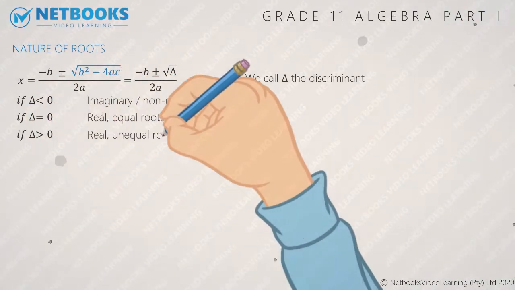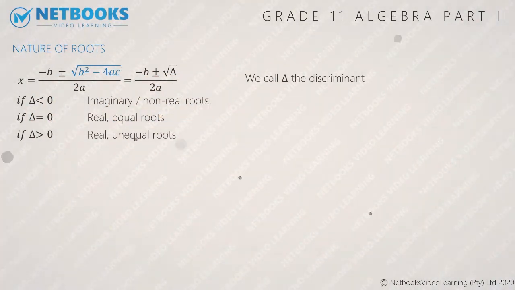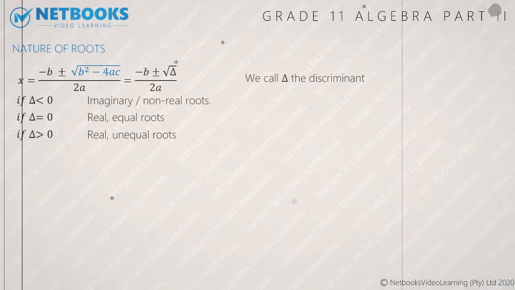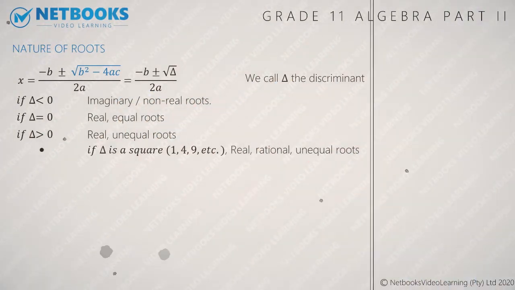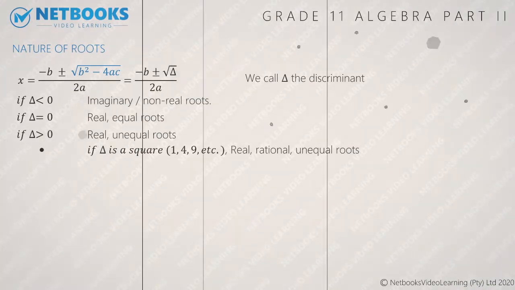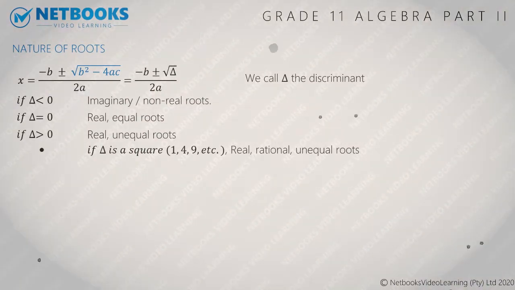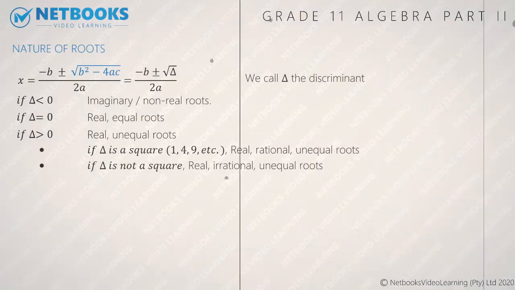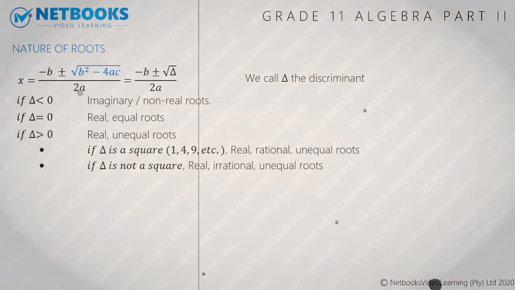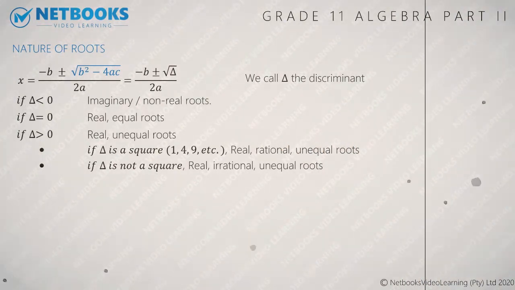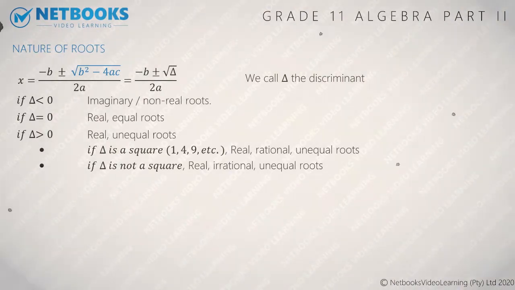If the discriminant is positive, then we have two real and different roots. But we have two categories for this. If the discriminant is a perfect square, then taking the square root will result in rational roots. If the discriminant is positive but not a perfect square, then taking the square root will result in irrational roots. And that's the nature of roots.